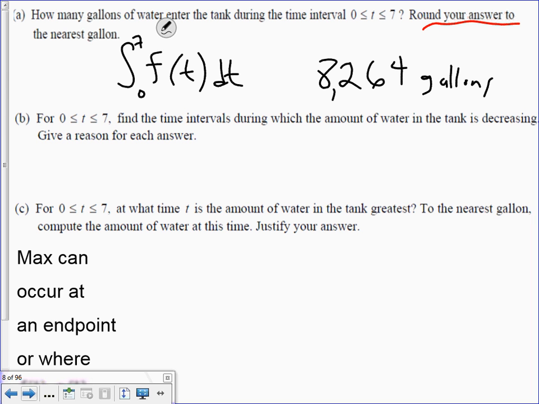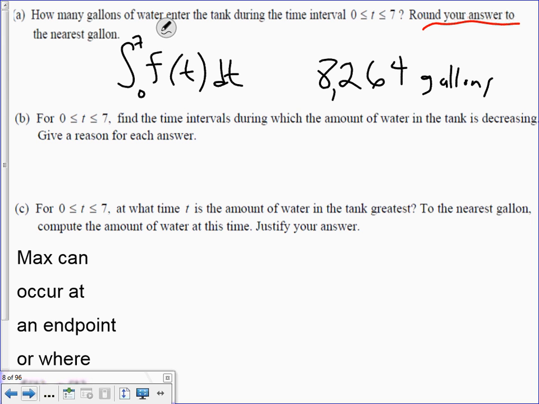So yeah, that's it. Now, if you had a problem putting that in your calculator, if you enter that function in y1, you could just do math 9, y1, comma x, comma 0, comma 7. Okay, now, this is the good part. For time 0 to 7, find the intervals during which the amount of water in the tank is decreasing. Give a reason.